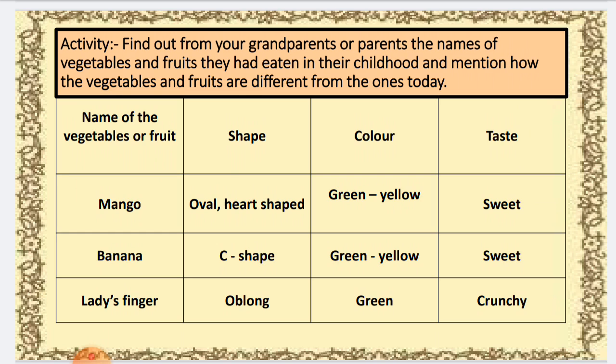You can discuss with your grandfather or grandmother. What columns are given here? Name of the vegetables or fruits, shape, color, and taste. For discussion, I have chosen three, two fruits and one vegetable. So, let us talk about mango. During our grandparents' time, mangoes were, actually here the shape and all that will be the same, but we will have a difference in taste.